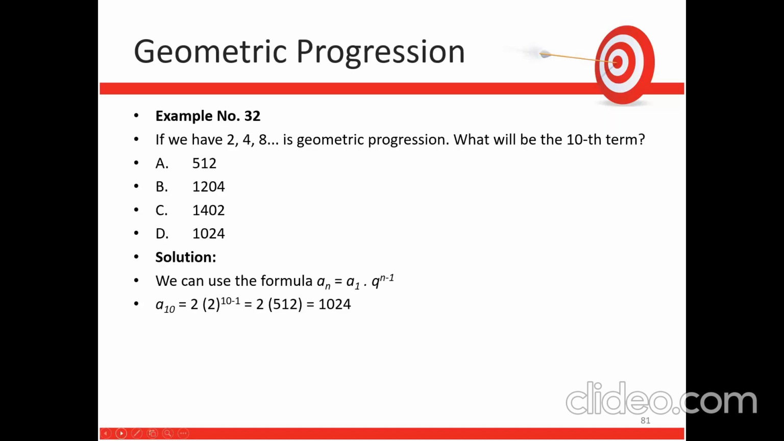So, example number 2. If we have 2, 4, 8 as a geometric progression, what will be the 10th term? In arithmetic, there is also something like this. So, use the formula a sub n is equal to a sub 1 times q exponent n minus 1. Substitute values. A sub 10 is equal to 2 times 2 exponent 10 minus 1, which is 1024. Letter D.